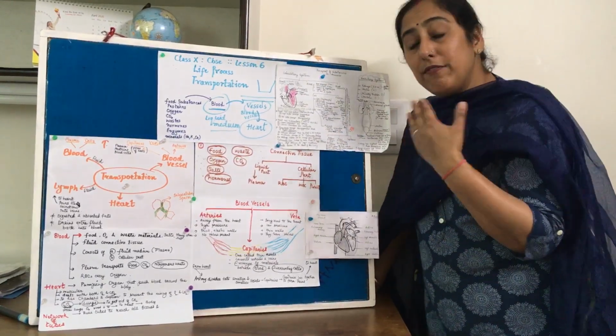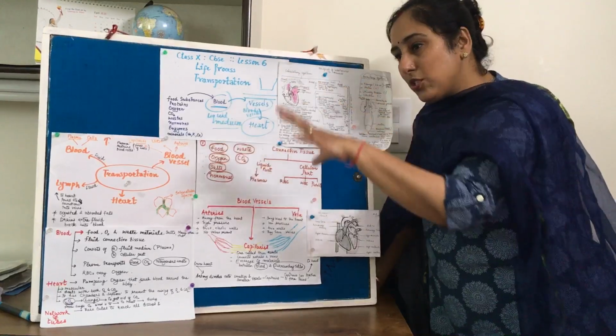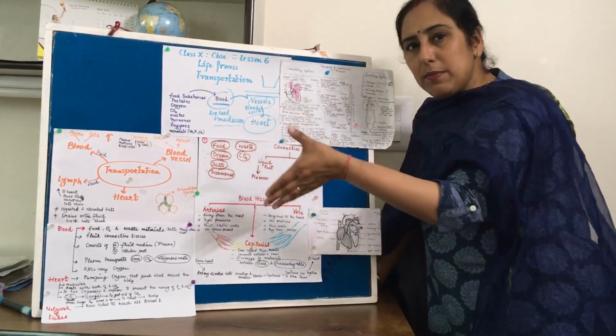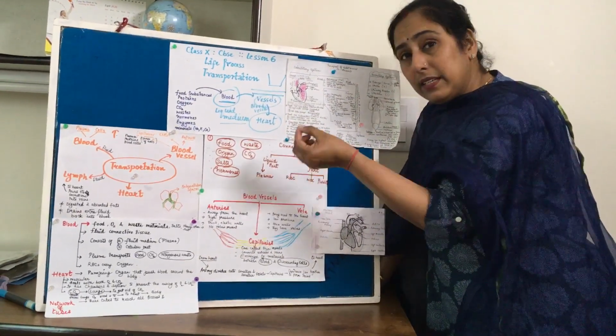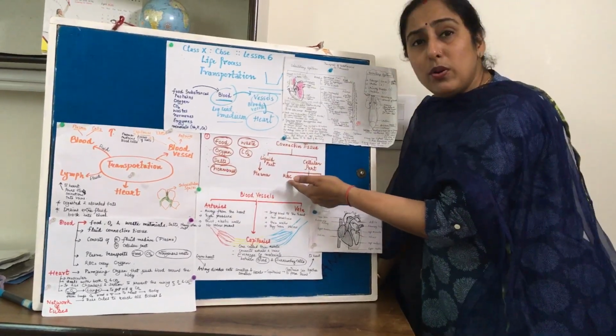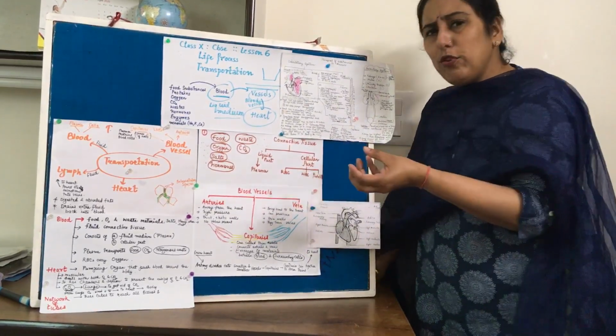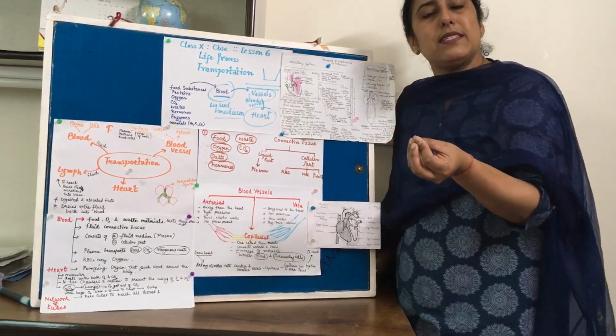And very important, when we filter the whole test tube, 60% is plasma, then around 35 percent is RBC. So only a few percent of WBCs and platelets are there.